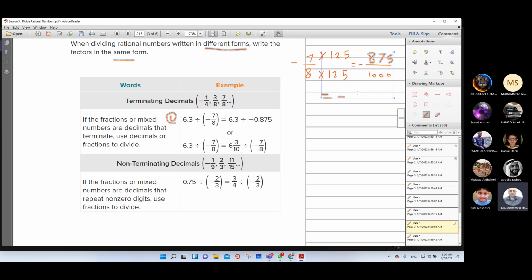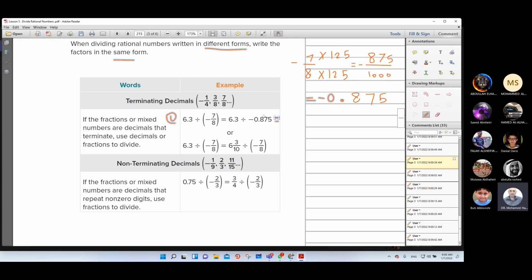Write the same number, 875. Then how many zeros do you have? 1, 2, 3. So you can write the point after 3 digits. 1, 2, 3. So the point will be here. Then put the 0. So the number will be negative 0.875.